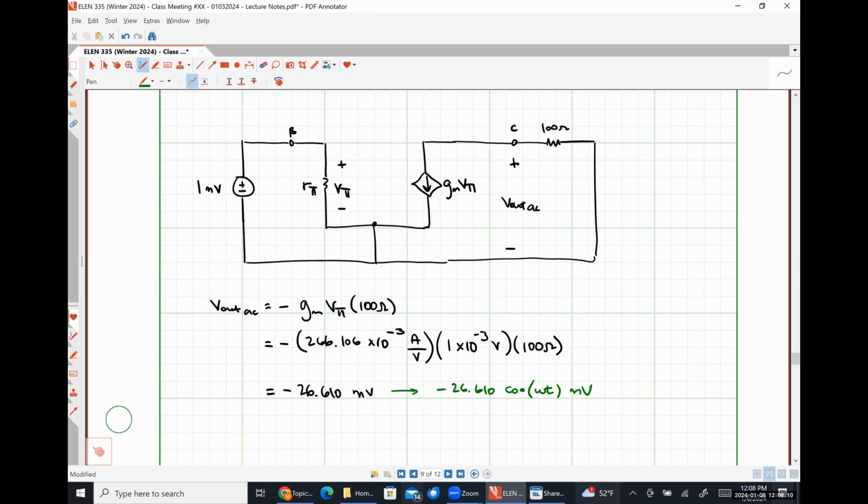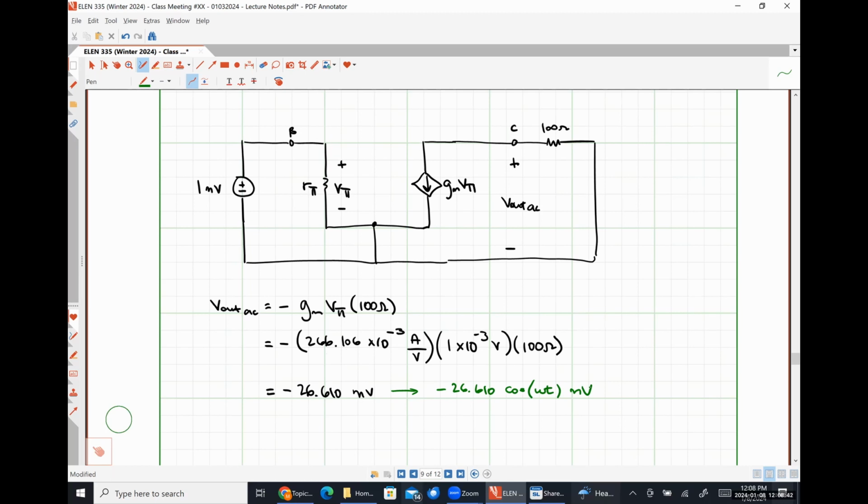So before we move along from this point, which is literally just adding our DC analysis and our AC analysis together to see what's going on, if I were to divide this quantity right here by 1 cosine omega t millivolts, what would I get? Like, what would that represent, I guess? Numerically, it's very obviously negative 26.610. But what does that represent?